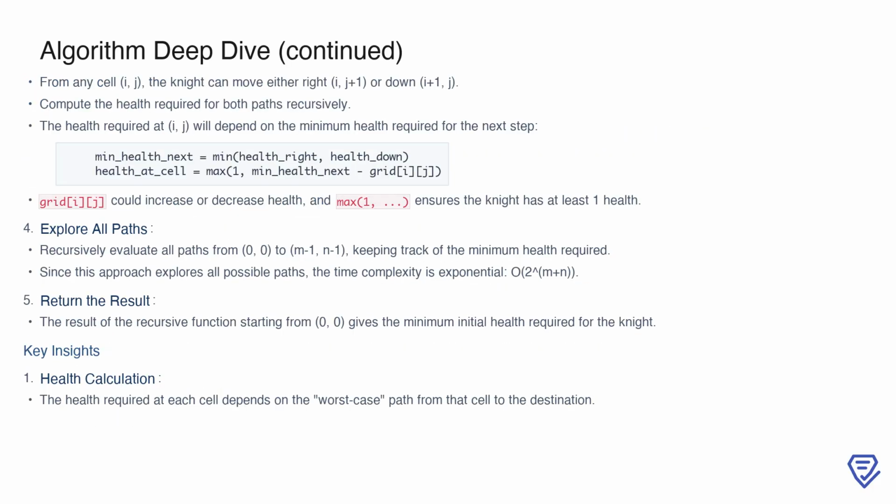Now, from any cell, the knight has 2 possible moves: they can go right or downward. For each option, we compute the health required to take that step. The health required at the current cell is determined by the minimum health needed for the next step, adjusted for the value of the current cell. Specifically, we calculate the minimum health between moving right or down, and then subtract the current cell's value. To ensure the knight always has at least 1 health, we use the max 1 function.